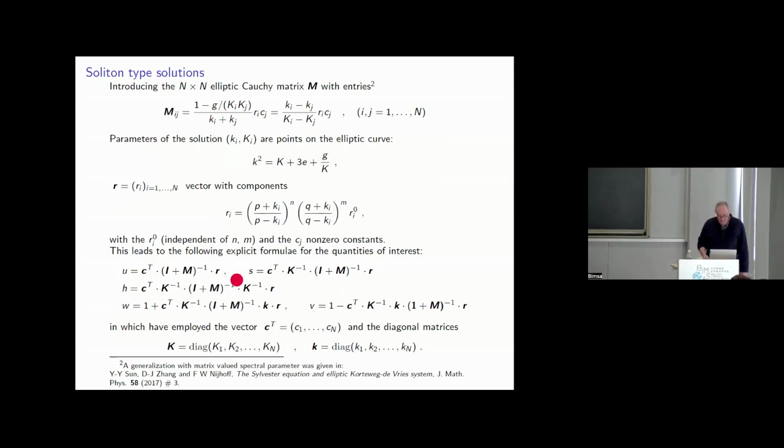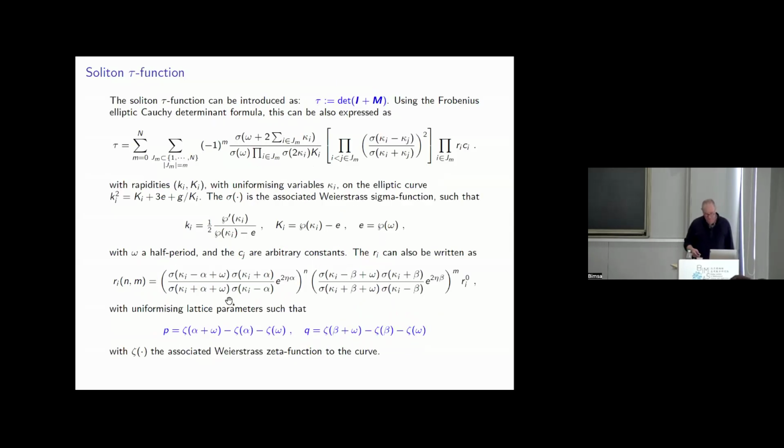And the notation here is that the capital K is a diagonal matrix of the capital K rapidities, and the boldface little k is the diagonal matrix of the little k rapidities, all related through this curve relation.